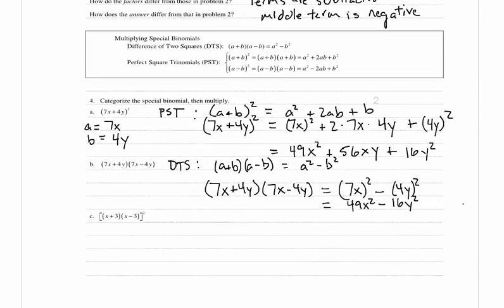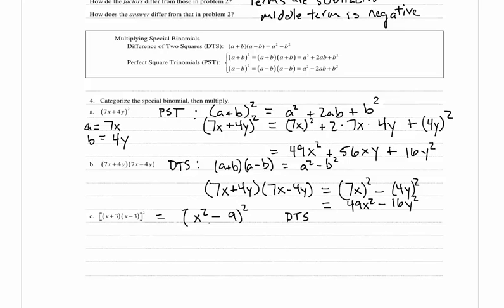And in C, we have x plus 3 times x minus 3 all squared. So inside the brackets, we have the difference of two squares. So this is going to be equal to, we have x squared is our a squared term, and minus b squared, and b is 3, so we're going to have 3 squared is 9. So this was the difference of two squares.